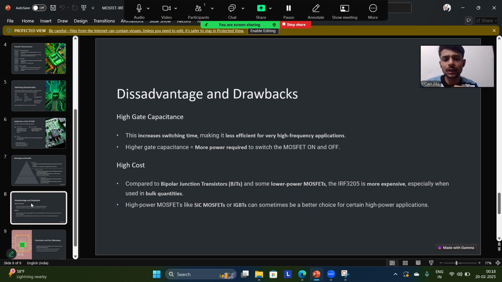It is also more expensive than the BJT. And also in this we can say that it is low power. IRF3205 is a very low power MOSFET.